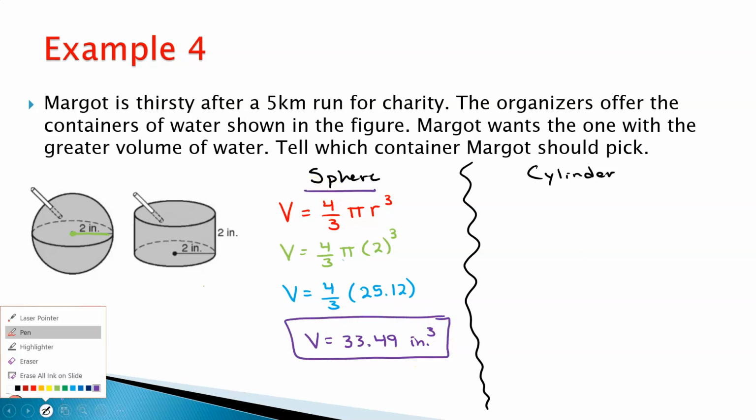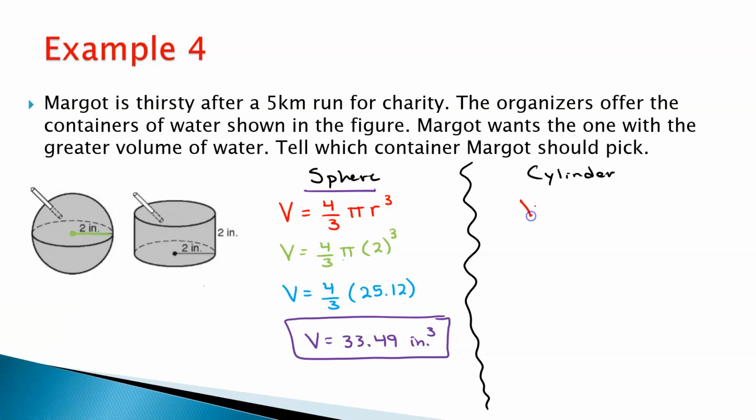Let's see what the volume of the cylinder is going to be. What's the formula for volume of a cylinder? Well, it is pi r squared times its height. So let's fill in everything that we know. Volume is equal to pi. Well, what's the radius? It's also 2 inches. 2 to the second power. And then times our height. Well, our height of that cylinder is also another 2 inches. Okay. So let's go through and work this out.